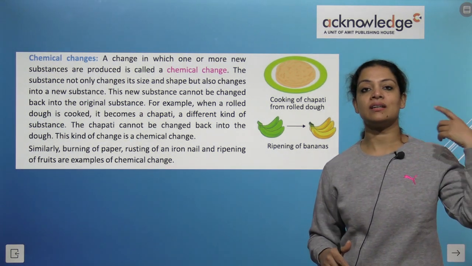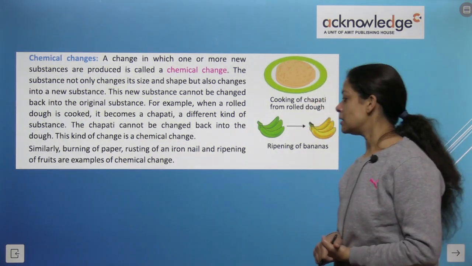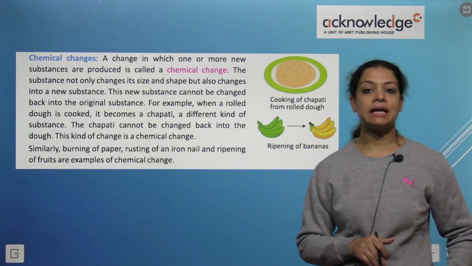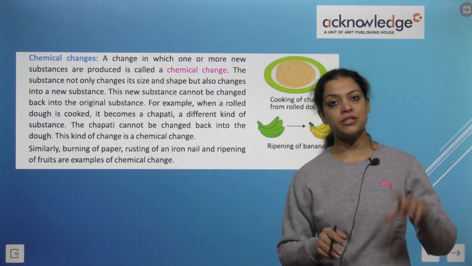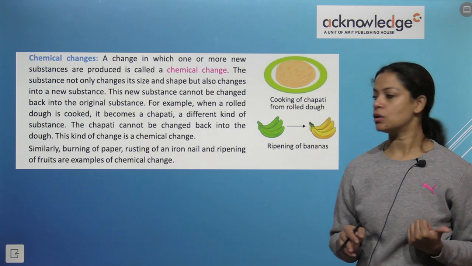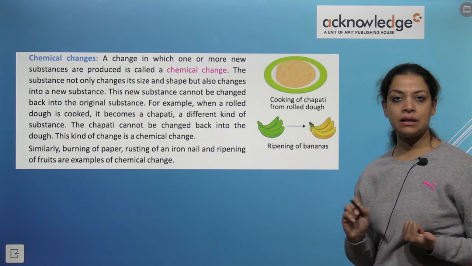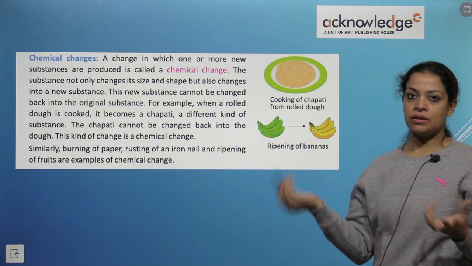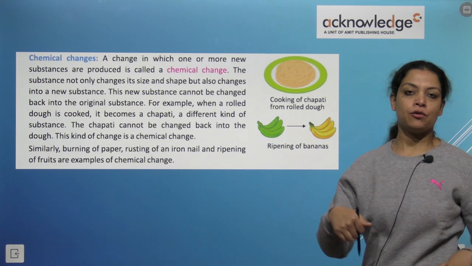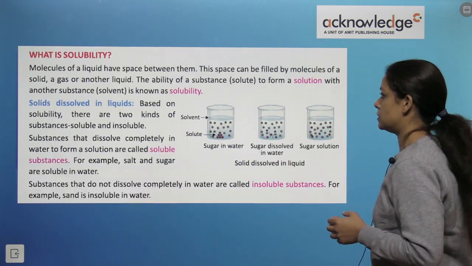So, that process is a chemical change. Similarly, burning of paper, rusting of iron, ripening of fruits, they are examples of what? Chemical changes. Once the change has happened in it, a new substance is made, it cannot go back to its original form. So these are like, from raw banana it becomes a ripe banana. You eat it, you finish it. It cannot go back to a raw banana again. So these are examples of chemical changes.